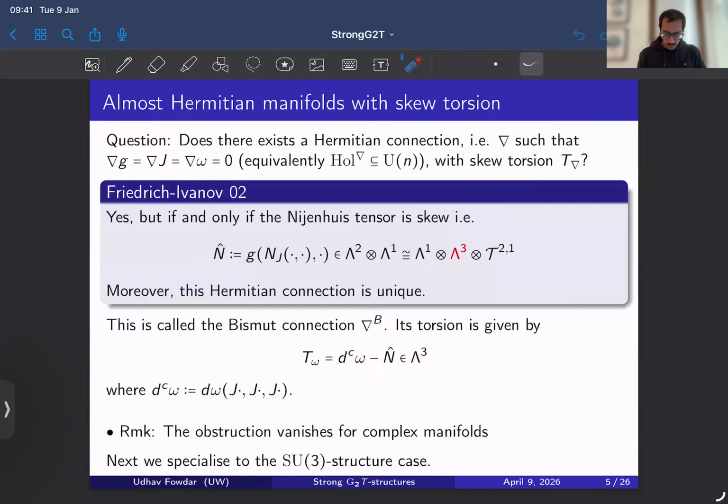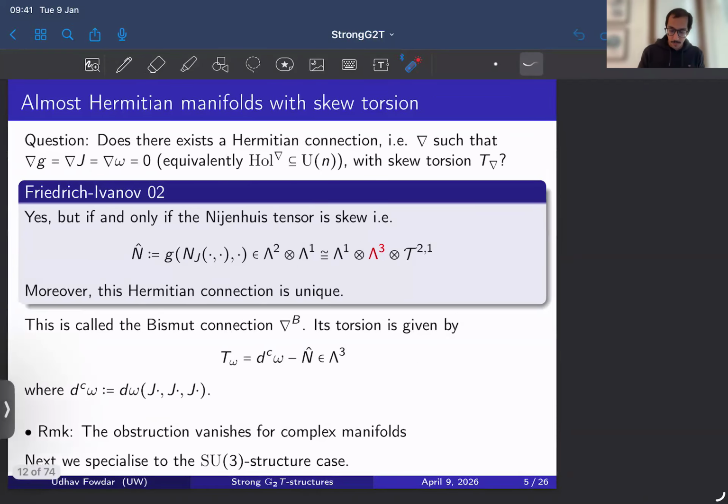Okay. So one comment I should make is that here I am writing d^c of omega to mean J of d omega, which is probably not standard because some people typically put a minus sign, just to fix my convention. Okay, so now let me specialize to the SU(3) situation.